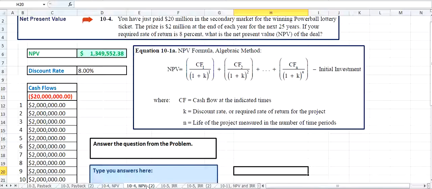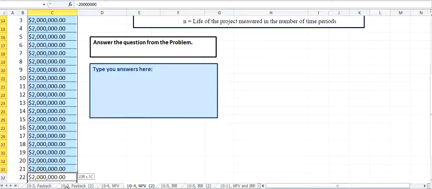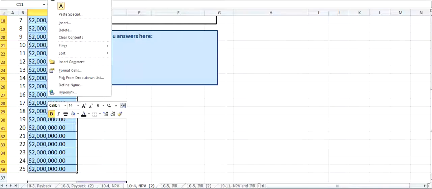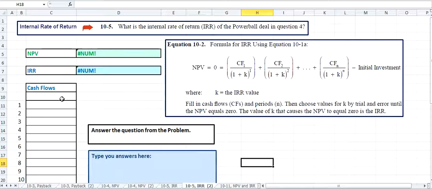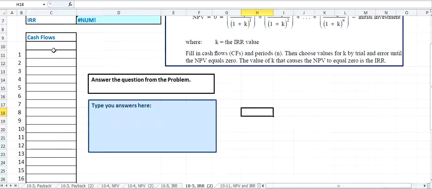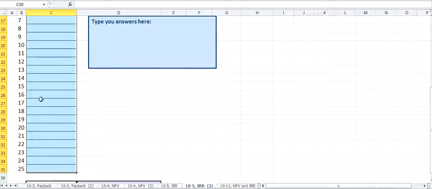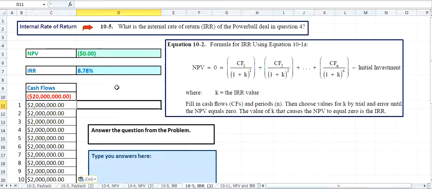Actually, let me come back here and copy these cash flows out so we don't type them in individually. This will be quicker, right? Okay, so we copy this and then come back to our internal rate of return problem and put our cash flows in. And we see that we do have a higher internal rate of return than the discount rate.